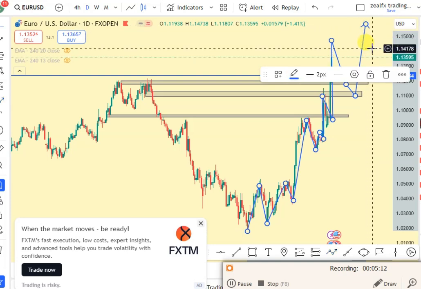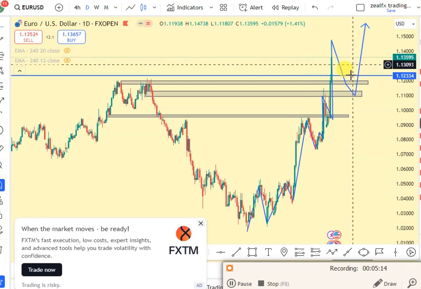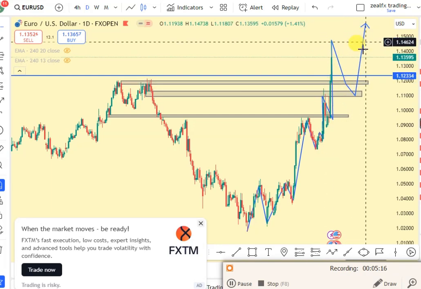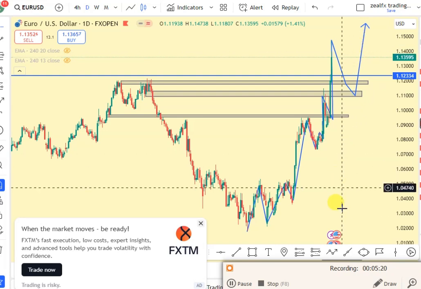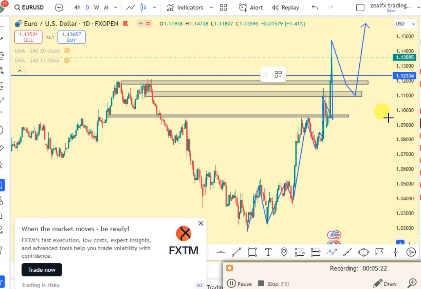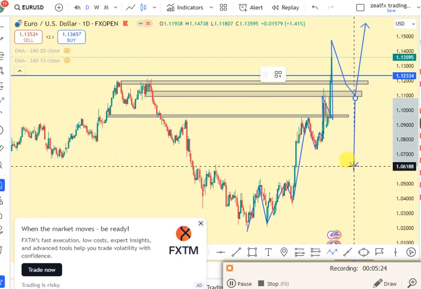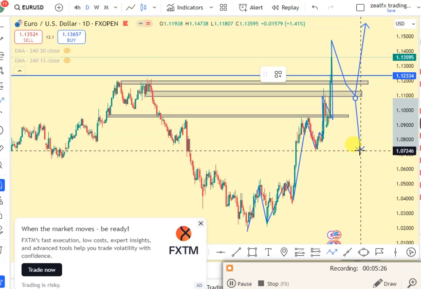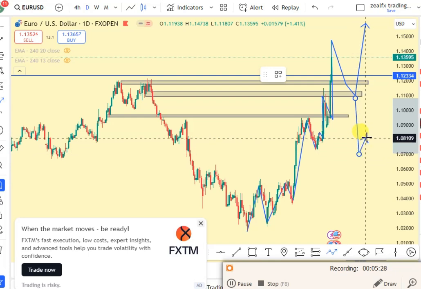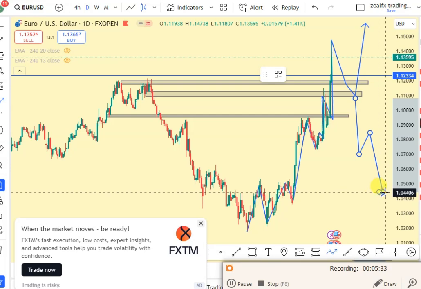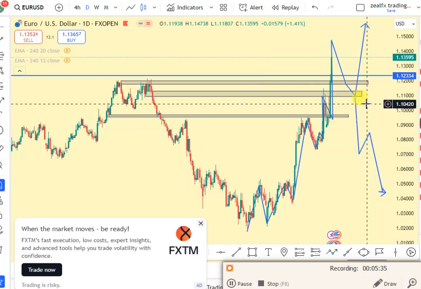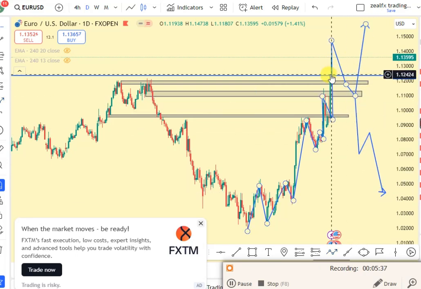So Euro USD, our scenario for this week, we look out for price continuation for a buy on the Euro USD. For us to look out for a selling scenario on Euro USD, we'll be waiting for price to break below this level, this higher low, before we look out for a selling opportunity on the Euro USD. So for now, our scenario on Euro USD remains a bullish trend. So we'll be looking for a buying opportunity on the Euro USD this week.